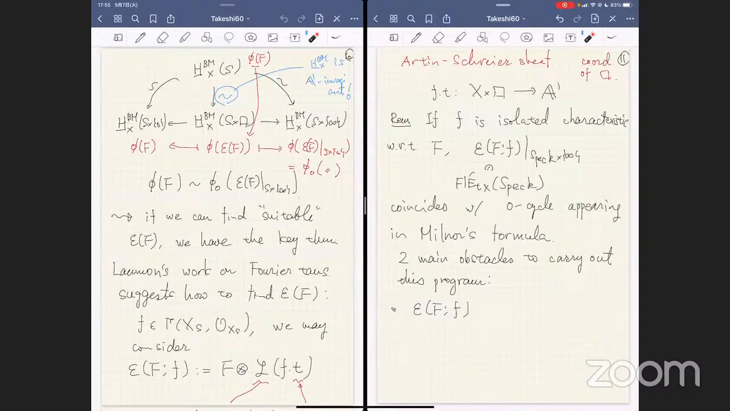But the philosophy of the nearby cycle over a general base says that if we take a suitable modification, any sheaf can be turned into a very good one. And the same thing is happening here. So this EF is not defined in flat étale of X over S times box, but there exists some modification such that this guy is inside a flat étale system.